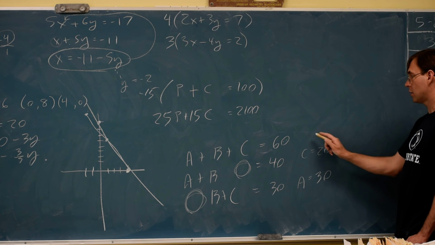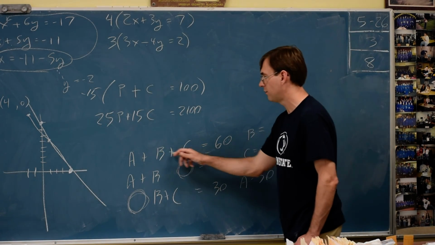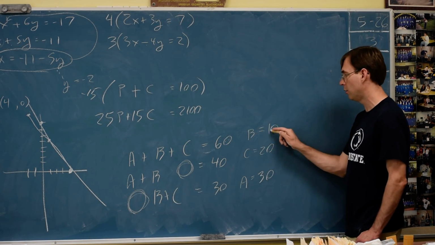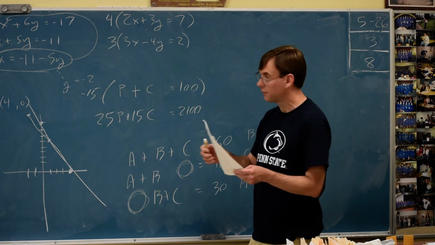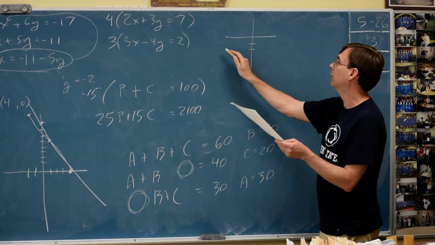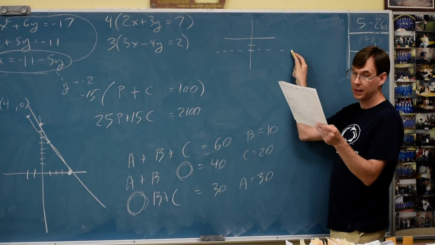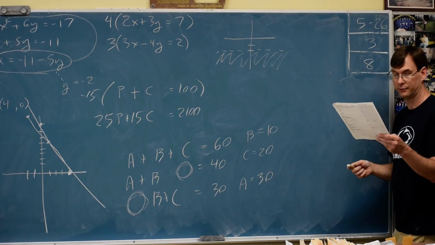And then any of the equations could give you B. 20 and 30 is 50 so far. To get 60 total, the B had to be a 10. Then a couple quick graphs. For 53, a y of negative 2 goes down 2. And it's a dotted line, and then we shade underneath because of the less than.